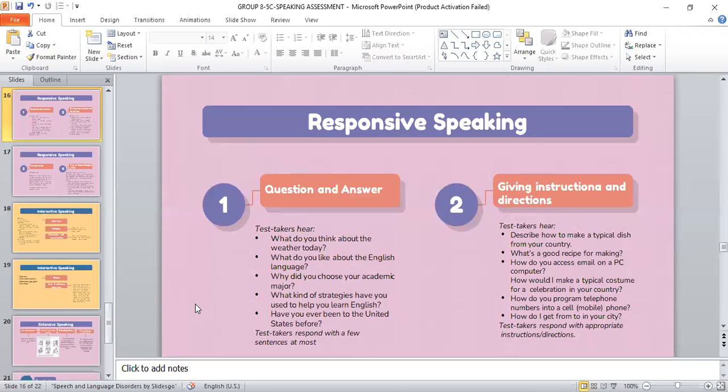The second one is giving instructions and directions. This stimulus allows the test taker to participate in a reasonably long stretch of discourse, be very precise and specific, and employ proper discourse markers and connectors. The method is straightforward. The administrator offers a question, and the test taker responds. The primary criterion for scoring is comprehensibility, followed by other grammatical or linguistic criteria. Next slide, please.